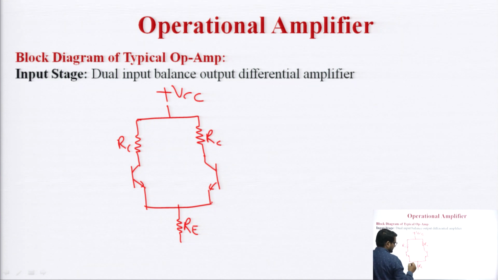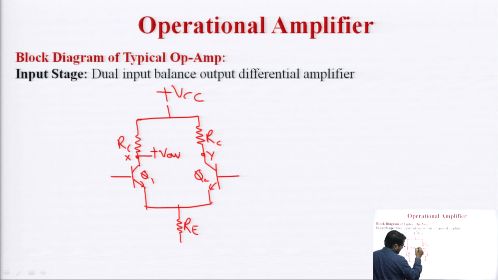This is RE, this transistor Q1, this is the Q2. We take the two points X and Y at the collector of these two transistors, and the output is taken from these two. This is the V out, and we apply a signal.